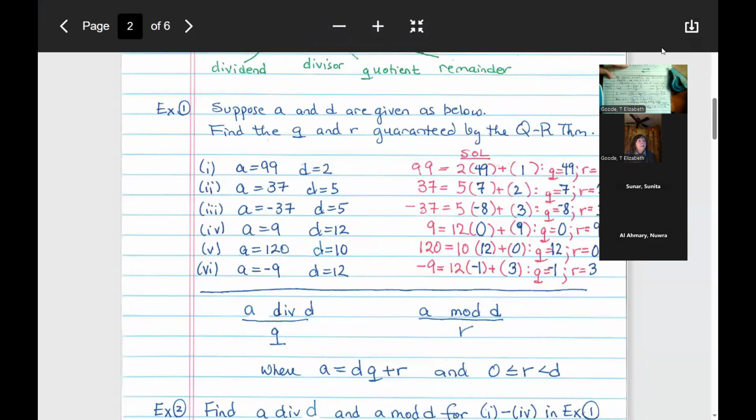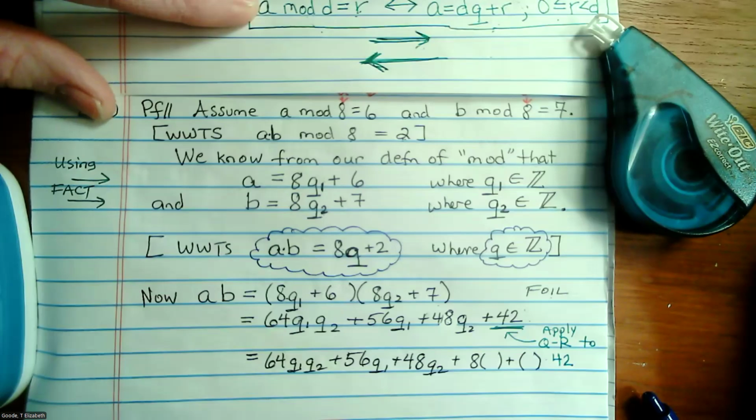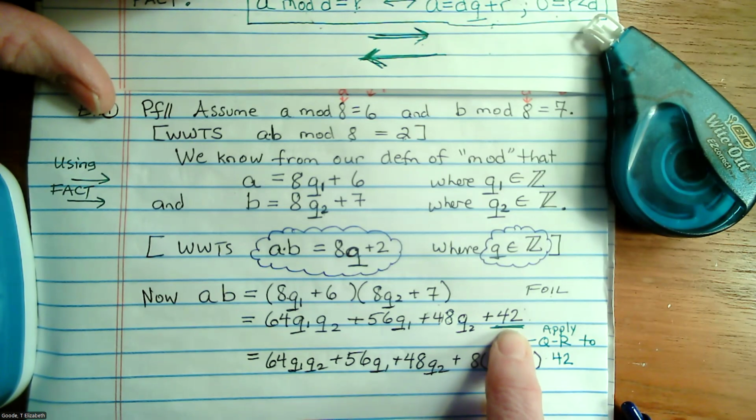See right there? When we did that first, we were practicing breaking down 99 with D as 2. We wrote 99 equals 2 times 49 plus 1. Then negative 37, D was 5. We broke it down to DQ plus R, with a different Q and a different R. The reason we practiced that so diligently is because now we have to use that practice and break down a remainder that's too big. So let's just play the game.